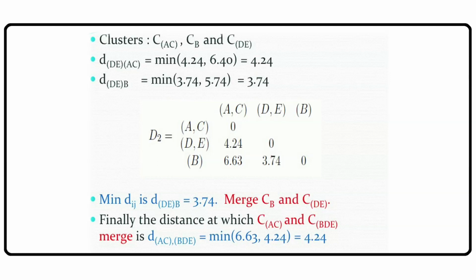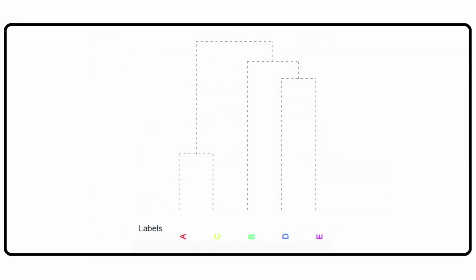So now we have two clusters. One cluster comprising AC and the second cluster comprising B, D and E. And finally we merge these two clusters at a distance of 4.24, which is the minimum of 6.63 and 4.24, and form a final cluster. And then when we plot this, we get a dendrogram like this.